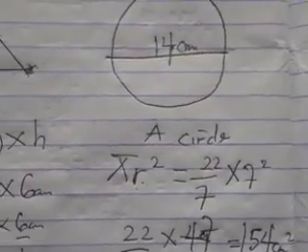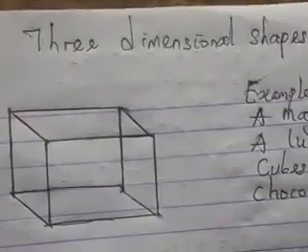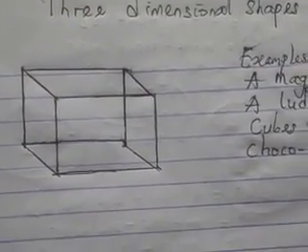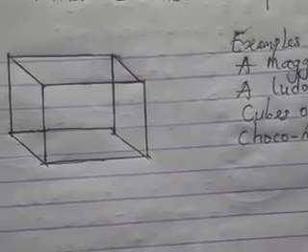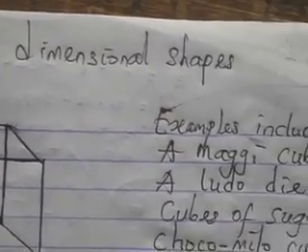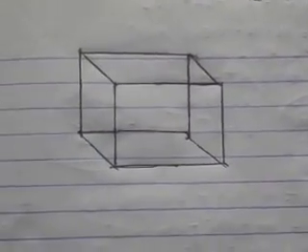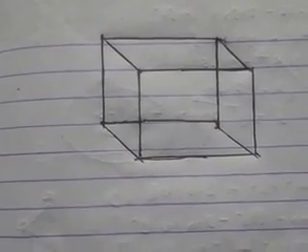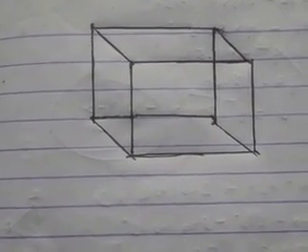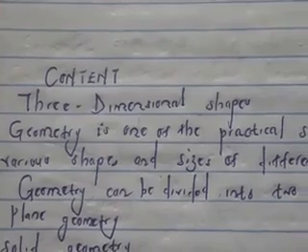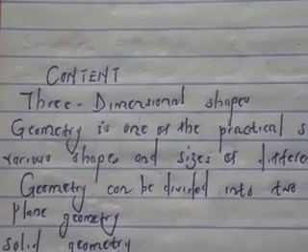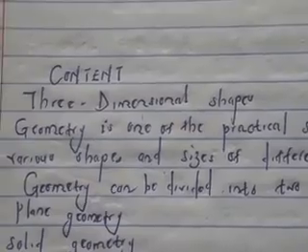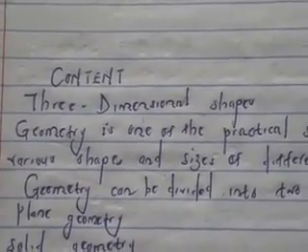So let us move on to our new topic, week 5, which is called 3-dimensional shapes. I repeat, the topic is called 3-dimensional shapes. So we are going to be seeing shapes that are of 3 dimensions. Now, shapes that are of 3 dimensions is part of what I call geometry.